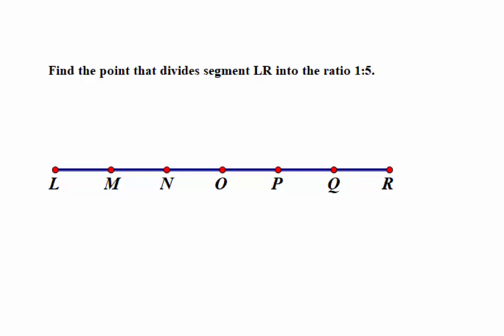So let's take partitions to the next level. The next level is trying to find the point that divides a segment into a certain ratio. What's important to look at is how the ratio is stated and also how the segment is stated. So if it is L to R in the ratio 1 to 5, that means we want one full equal section from L and 5 equal sections from R.